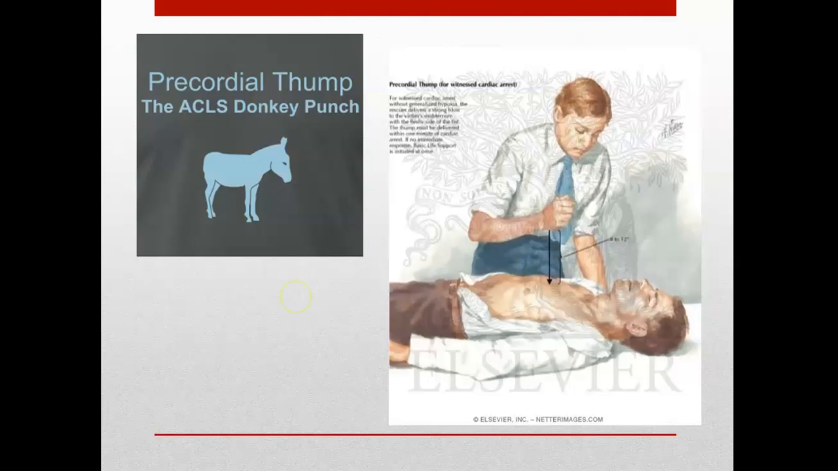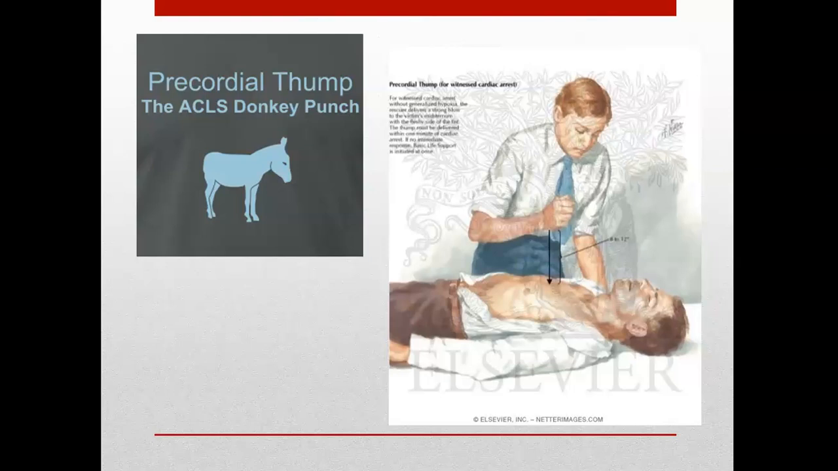So this is a precordial thump. Really, this is not used anymore. I've never seen anybody use this. I'm really not sure why we cover it. Maybe you'll see an old ER doctor use it one day because, you know, they still got all the tricks up their sleeve. I have had a couple of people tell me that they've seen this used.